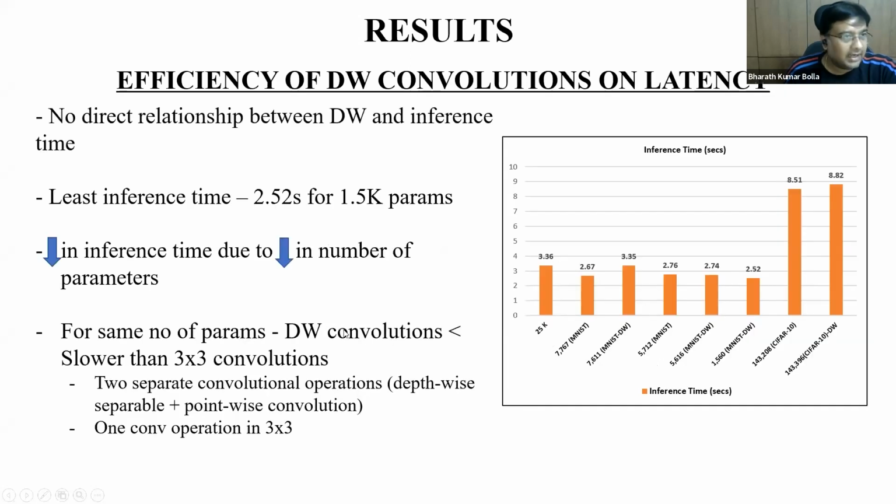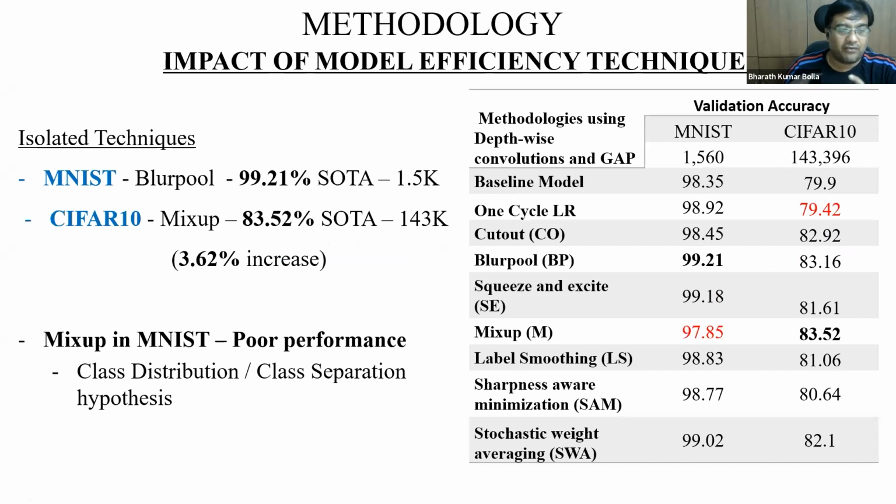Another important thing is that we talked about several different optimization techniques, for example, one cycle LR, cutout, blurpool, squeeze and excite, mixup. We are using the same best architecture, so we wanted to continue with the 1500-parameter model in MNIST and the 143K parameter model in CIFAR-10. When we applied these optimization techniques on these architectures, for MNIST, our baseline accuracy is 98.35.